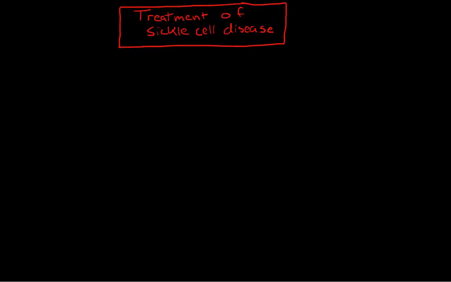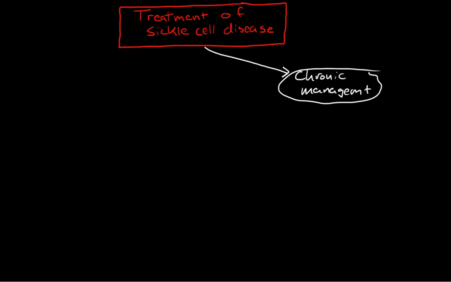In this video I'm going to be talking about the treatment of sickle cell disease. Sickle cell disease is an inherited genetic disorder. There are two possibilities that we have for managing it, and one is chronic management, and I'll talk about chronic management in a minute. And the other is cure.